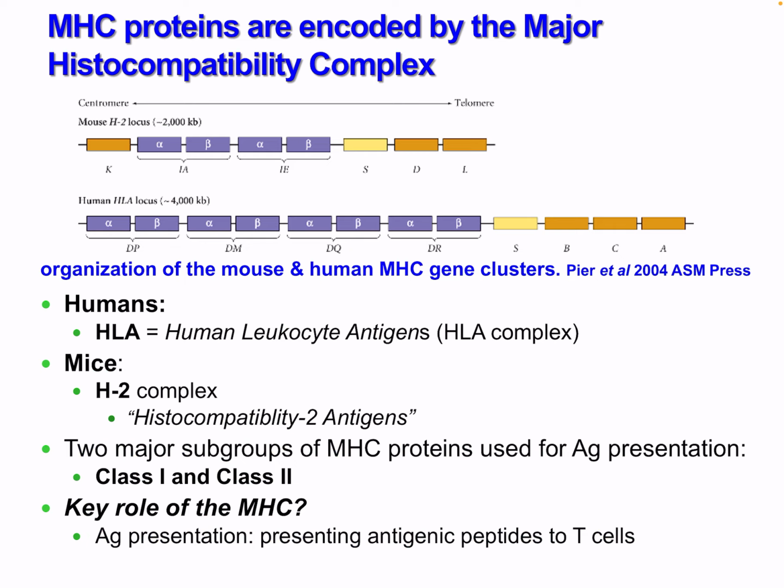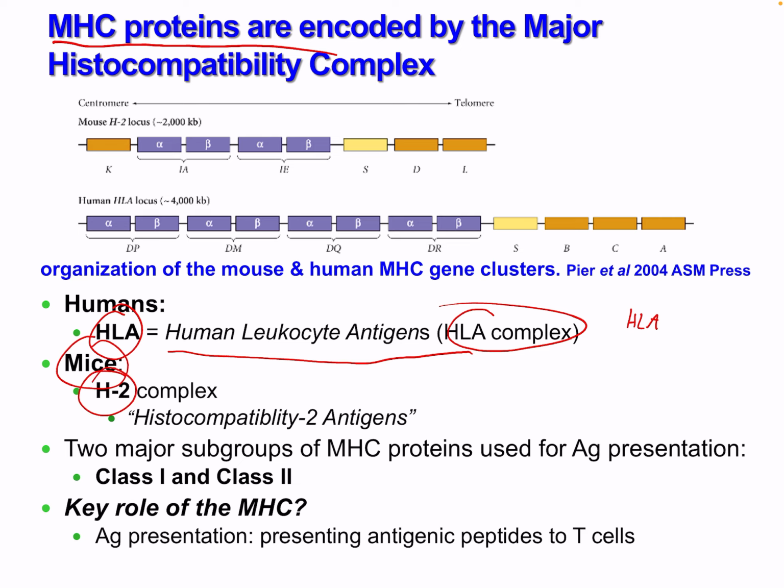So again, MHC proteins are encoded by the major histocompatibility complex. In humans, this is also seen as HLA. So you'll see this in the literature. They'll talk about HLA, and there's a bunch of different types. This stands for human leukocyte antigens, or the HLA complex. In mice, this is referred to as the H2 complex, or histocompatibility 2 antigens. We'll focus on humans, but you will see this quite a bit. And a lot of the research came from mice, so that's also why it's relevant.